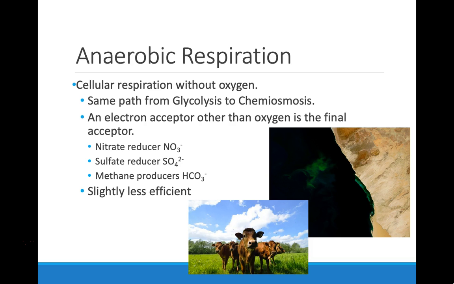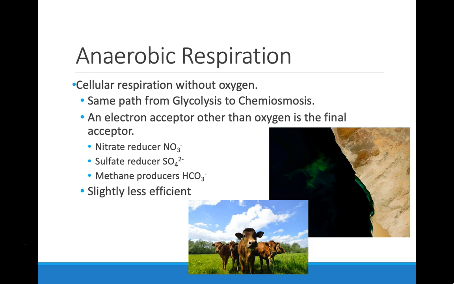And so we have different organisms that use different electron acceptors. We have nitrate reducing organisms, we have sulfur reducing organisms. Those are the ones that you kind of smell, that sulfur smell, like by a hot spring or something like that. Those are sulfate reducers. They're using sulfate instead of oxygen for respiration and to produce their ATP.